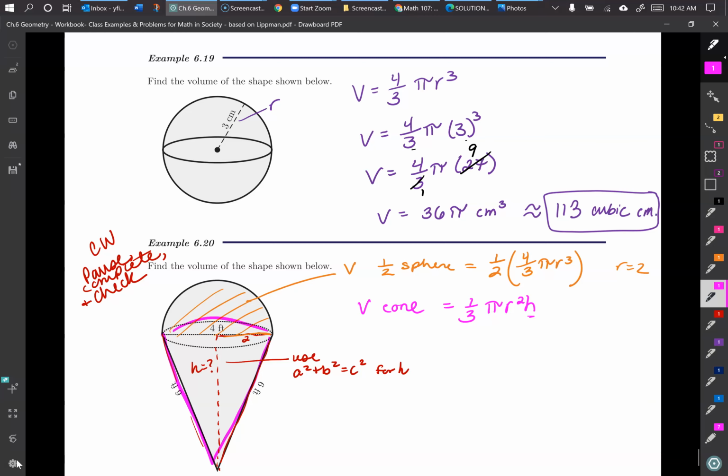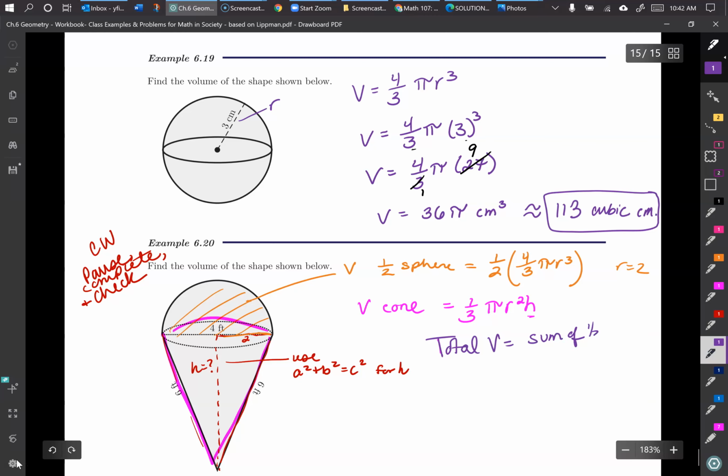Then you're going to add those together. So the total volume equals the sum of the volume of the half sphere and the volume of the cone. Sorry, I said area, not volume. So go ahead and try that. I'll write it out here and then kind of talk through it real quick.